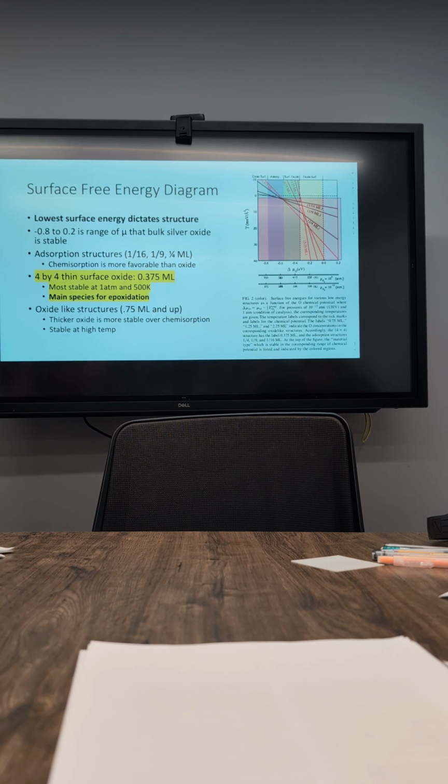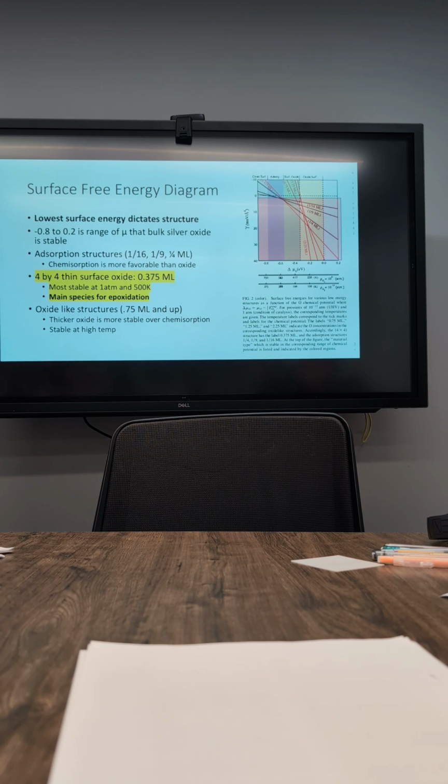Everything in red, don't worry about that, because we only care about the lowest surface energy. Surface energy is the y-axis. If we look at -10, and we look at the top, each line dictates a different structure. So the gray line is clean surface, middle line is absorption, green line is surface oxide, and that's that thin oxide, 4x4, whatever. And then yellow is oxide, full oxide.